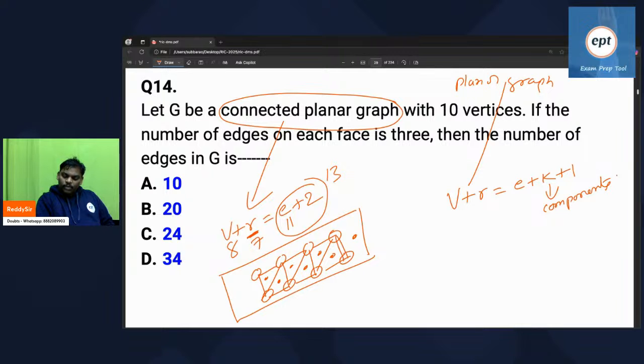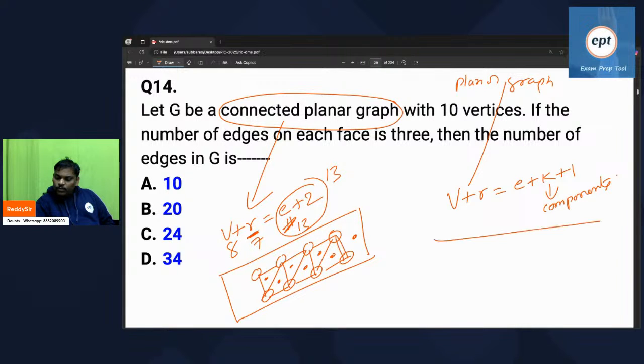Yeah, it's planar. I counted the number of edges wrong. 3 plus 3, 6, 6 plus 2, 8, 8 plus 3, 11, 11 plus 2 is 13. So it is 13. 13 plus 2, 15. 8 plus 7 is 15. Yeah, exactly, so the same formula holds.